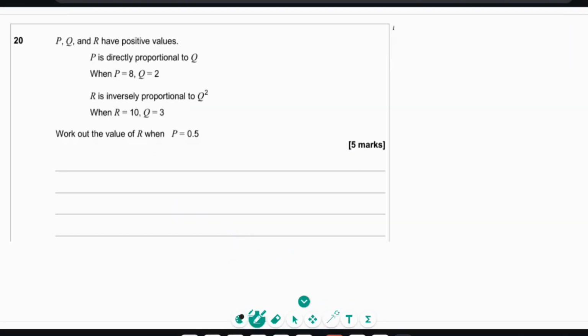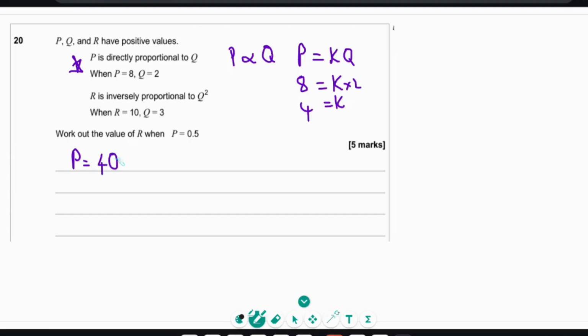P, Q and R have positive values. P is directly proportional to Q. P equals KQ. We know when P is 8, Q is 2. So I'm going to work out what the value of K is. If I substitute the values in for P and Q, 8 equals K times 2. Divide both sides by 2, K is 4. So here we know P is equal to 4Q.